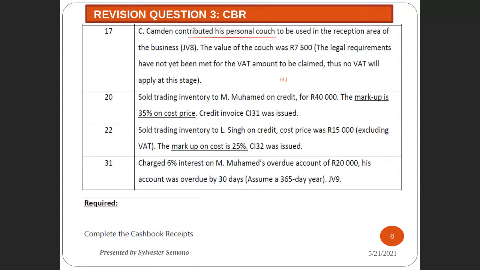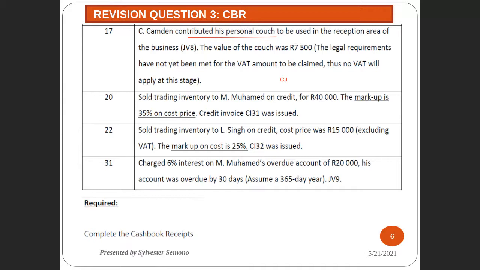The owner contributed a couch, unless you use your couch to go and buy. So I'm just saying, please remember to be careful. You can make a mistake. We only go to the CBR if cash was involved. Can I say yes, yes, yes, to show that you won't forget in the future?